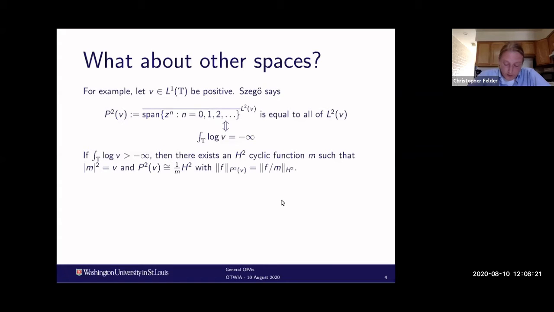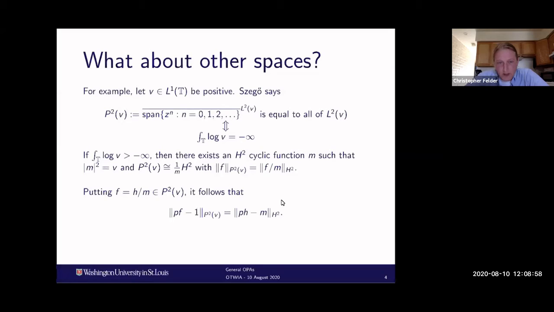If the integral of log V is greater than negative infinity, we know that in that case there exists an H2 cyclic function M so that the modulus of M squared is V, and P2 of V is isomorphic to 1 over M times H2. And we have this equality of norms. So if we put F equals H over M in P2 of V, it follows that the norm of PF minus 1 in P2 of V is equal to the norm of PH minus M in H2. And this is for any polynomial P.